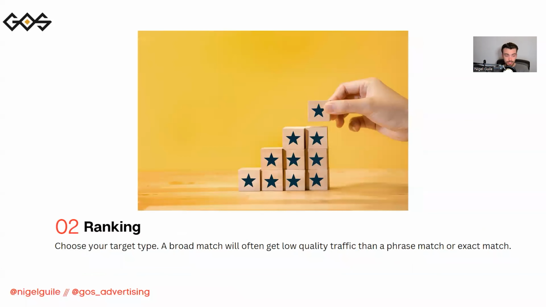So at number 2 here, I have ranking. Choose your target type, right? There are 3 different types of keywords that are used for Google: the broad match, phrase match, or exact match. And I'll go over what that actually means when I go into the keyword planning. A broad match will often get lower quality traffic than a phrase match or an exact match.